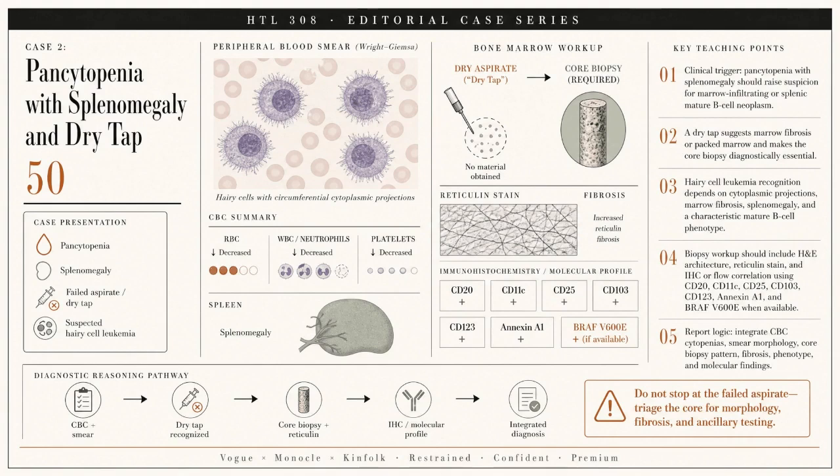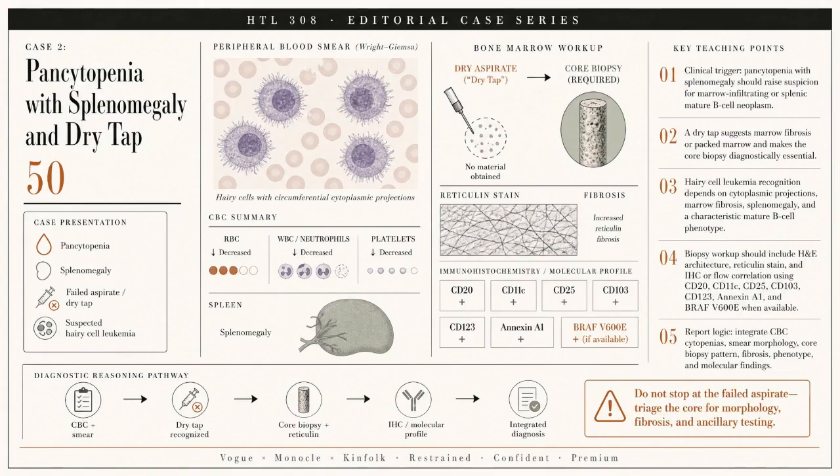One of the hallmark challenges in diagnosing HCL is the frequent occurrence of a dry tap during bone marrow aspiration. This dry tap results from extensive marrow fibrosis, a reactive process where reticulin fibers proliferate and create a dense, fibrotic environment that physically impedes aspiration of marrow particles. From a histotechnology perspective, this means that the aspirate may be scant or non-diagnostic, necessitating reliance on a bone marrow core biopsy. The core biopsy becomes indispensable for evaluating marrow cellularity, architecture, and the presence of characteristic hairy cells.